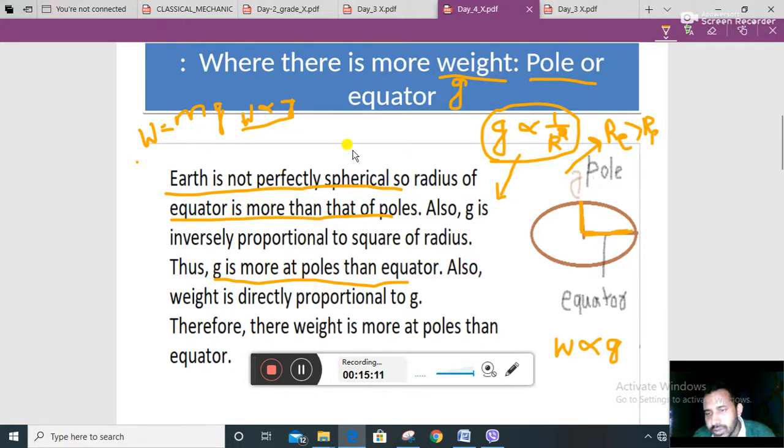I think you understood. This is one of the most important questions asked. If you told me to repeat again, I will answer in this way. Earth is not a perfect sphere. The radius of the equator is greater than the radius of the pole. Also, g is inversely proportional to the square of the distance. So, the g at the pole is more. As W is directly proportional to g, weight is more at the pole than at the equator. That is the answer. And let's go back here.